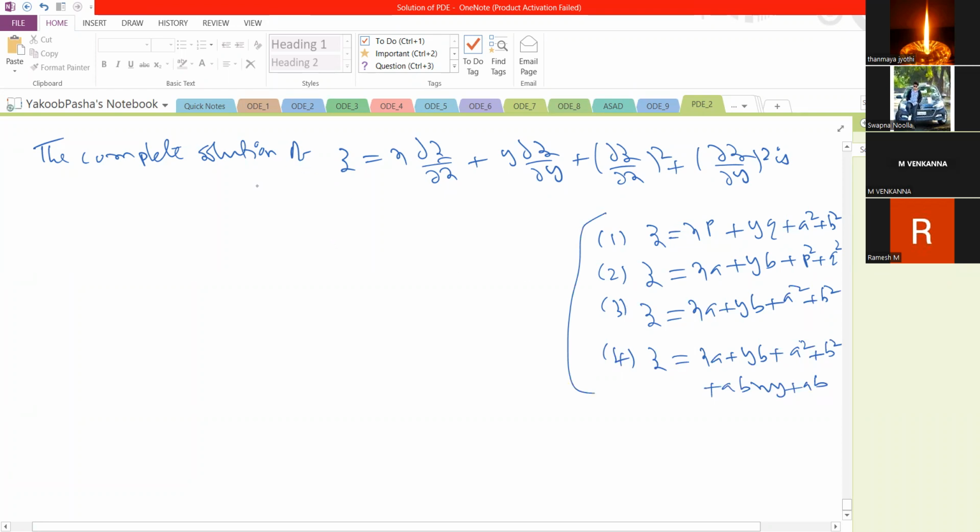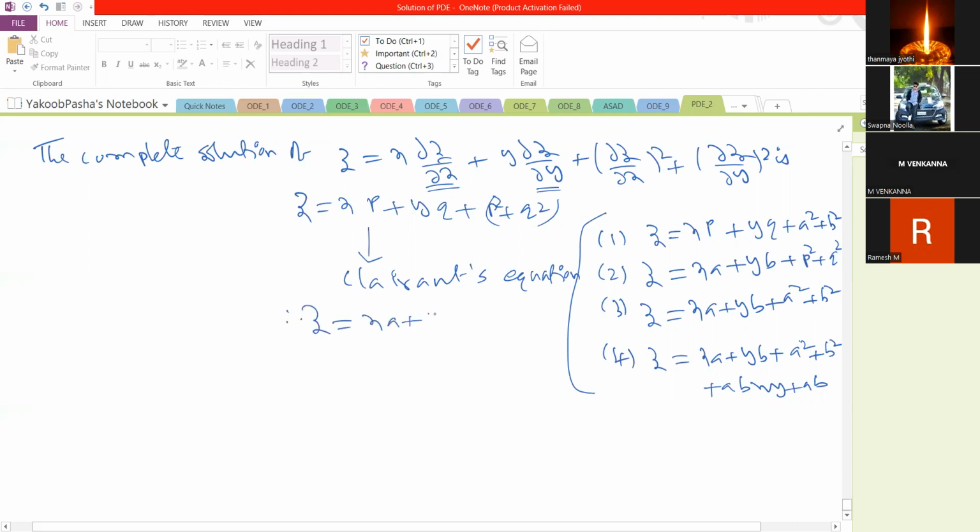Okay, here z equal to x into dou z by dou x, value is p, y into dou z by dou y, value is q. It is p square plus q square. Clearly, it is a Clairaut's equation. Whenever it is a Clairaut's equation, just replace p by a and q by b. So z is equal to xa plus yb plus a square plus b square is the required solution.